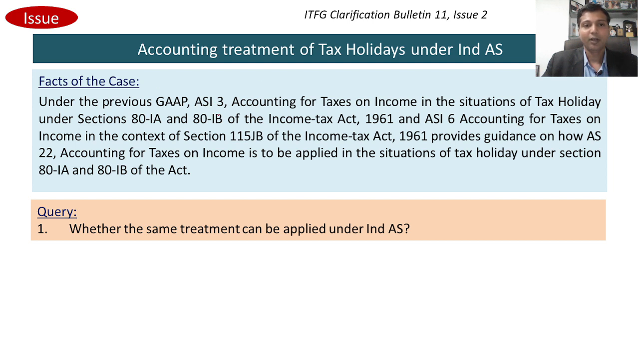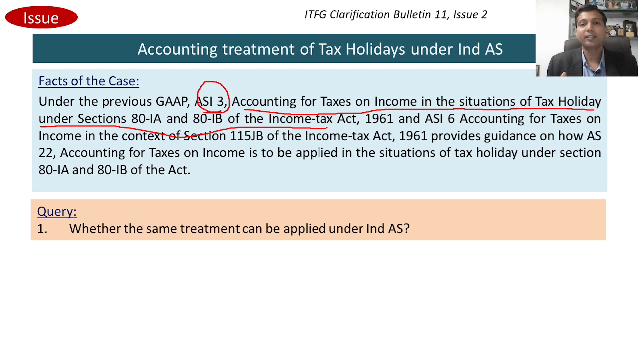Facts of case. Under previous GAAP in accounting standard, so AS-22, that is accounting for income tax, there was ASI 3. ASI stands for Accounting Standards Interpretations. So there was ASI 3 that is focusing on accounting for taxes on income in situations of tax holiday under section 80IA and 80IB of Income Tax Act. So there is a tax holiday period, and for tax holiday period there are concessions provided.